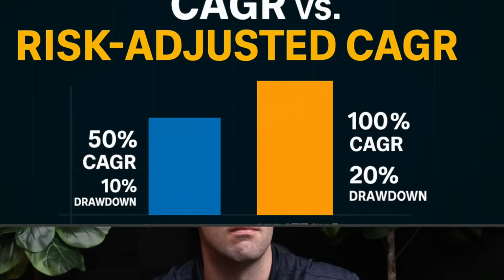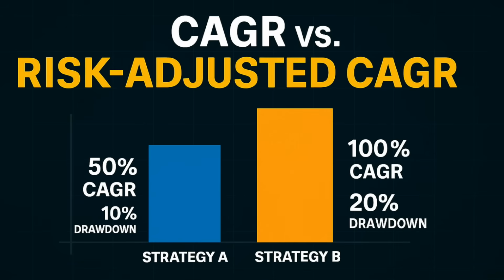CAGR versus risk-adjusted CAGR comparison. Let's look at two examples. Strategy A, a 50% CAGR with a 10% drawdown. Strategy B, 100% CAGR with a 20% drawdown. Which one of these is really better? Instead of focusing on the CAGR alone, you need to check how bumpy the ride is along the way. That's where risk-adjusted returns come in.